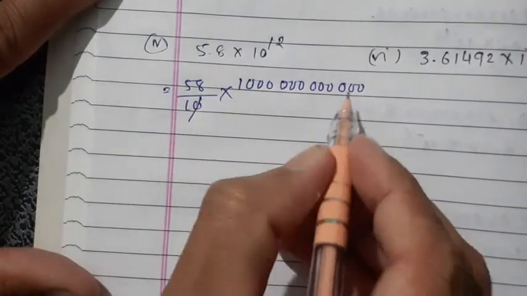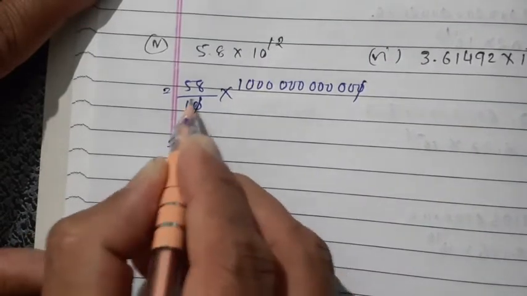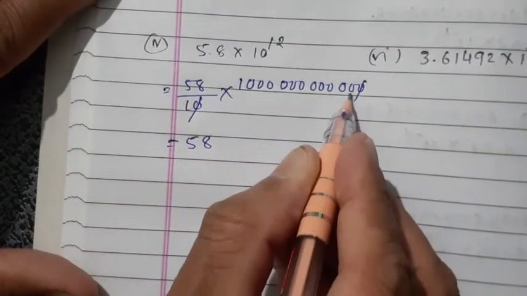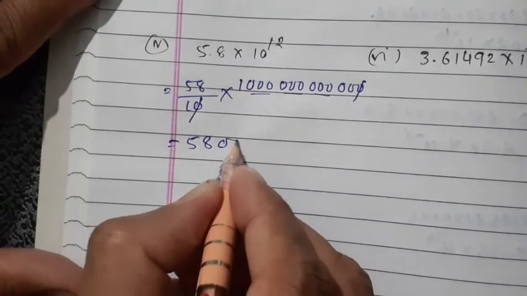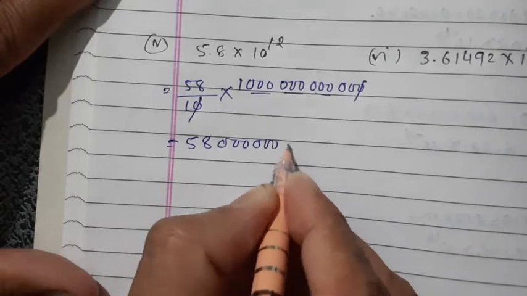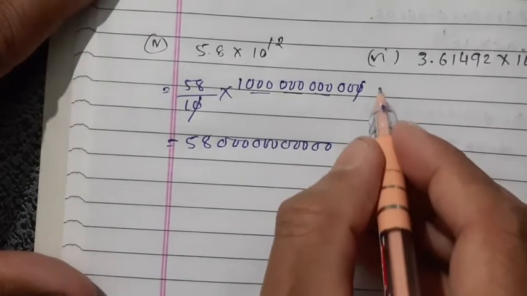Okay, the 1 0 is cut. So 58 ones are 58, and another 3, 3, 6, 3, 9 and 11 zeros. Okay, that is the answer.